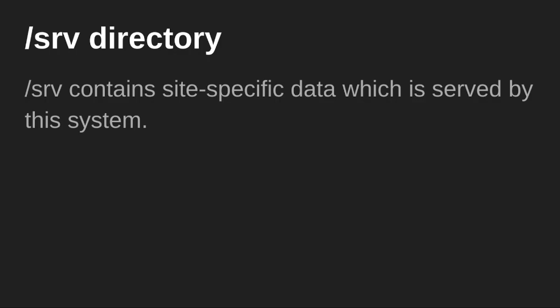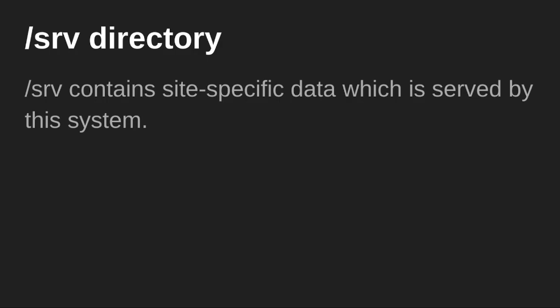Now let's move to the SRV directory. SRV contains site-specific data which is served by this system. If you have an HTTP or an FTP server running, you might have files which you can use to serve data for these two services, HTTP and FTP. There can be other examples.